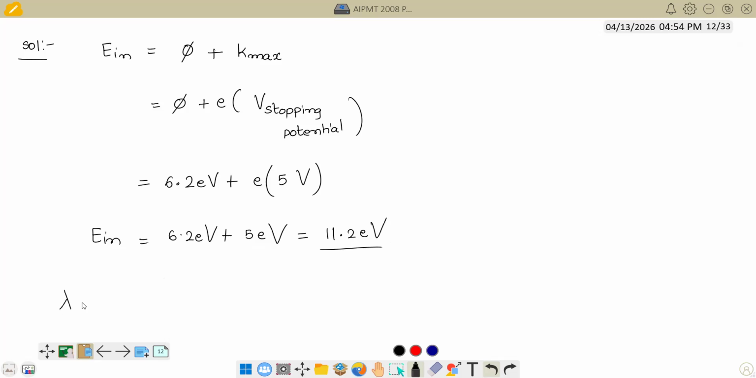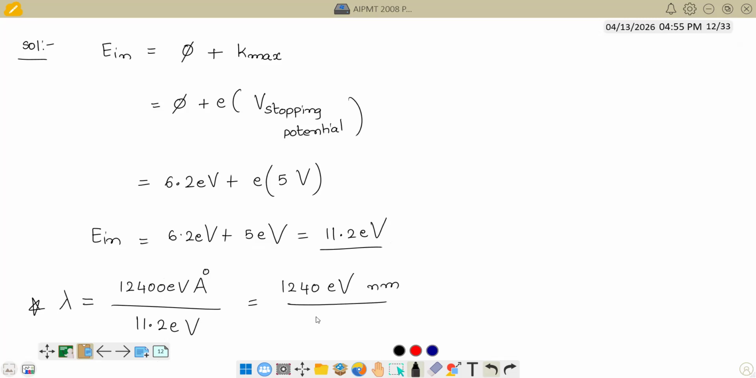To find the wavelength, we have to use a very important formula that you have to remember. That is 12400 electron volt angstrom divided by 11.2 electron volt. This is the formula to get the value in angstroms. We can do it in nanometers also: 1240 electron volt nanometer divided by 11.2 eV. If I cancel this eV and eV, we basically end up getting 1240 divided by 11.2 nanometers.